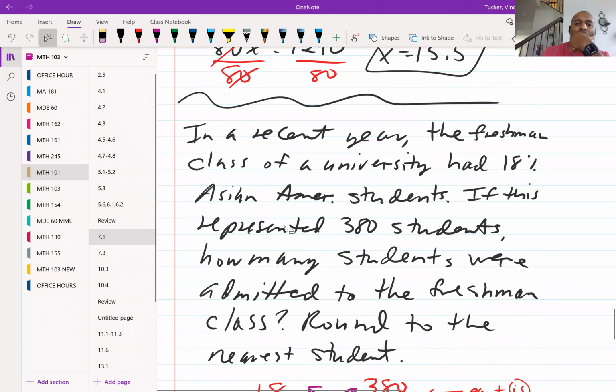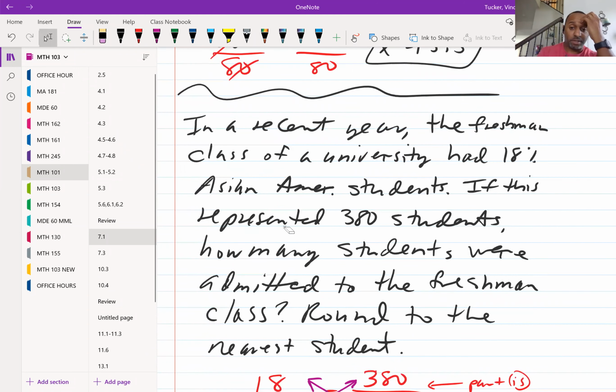Okay. So in a recent year, the freshman class of a university had 18% Asian American students. If this represented 380 students, how many students were admitted into the freshman class? Round to the nearest student. So I'll give you a chance to write that down and then we'll look at breaking it down.